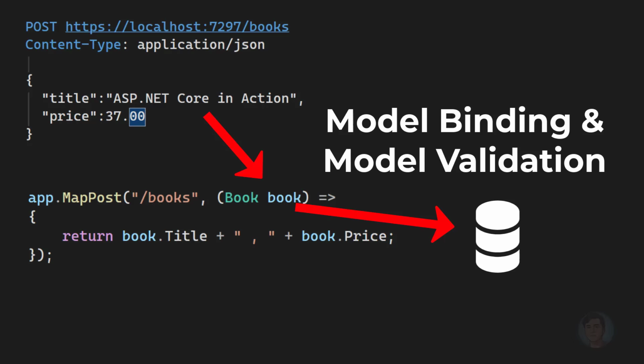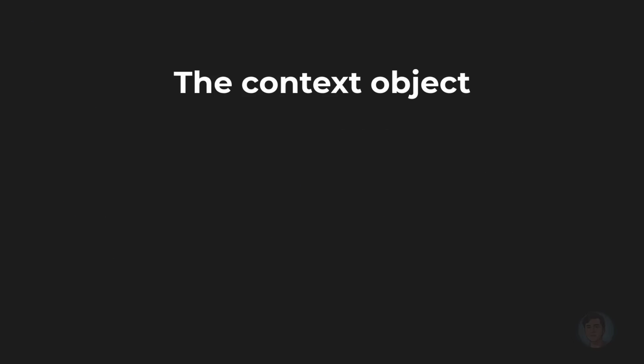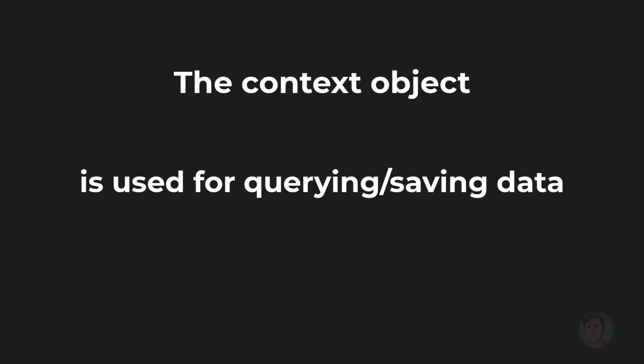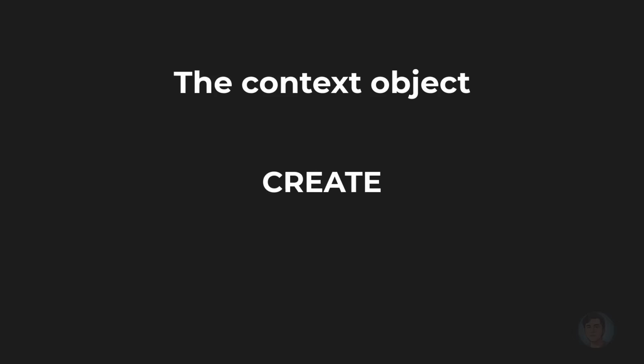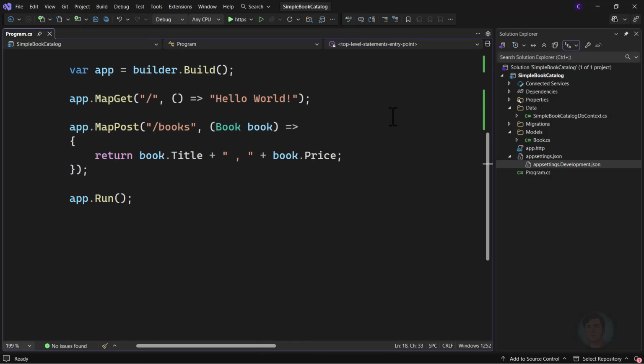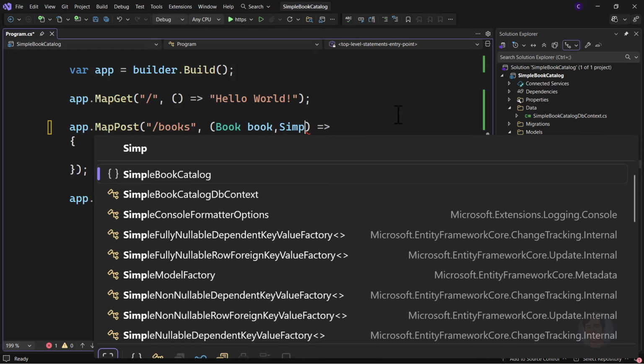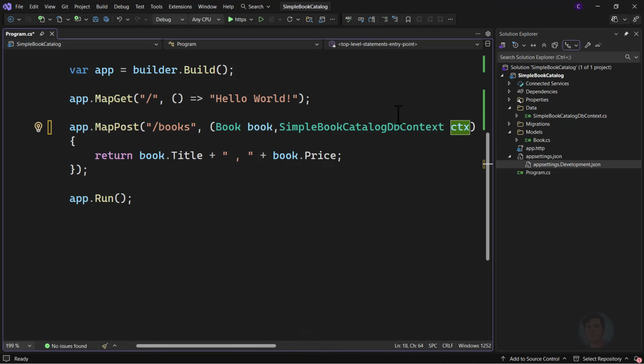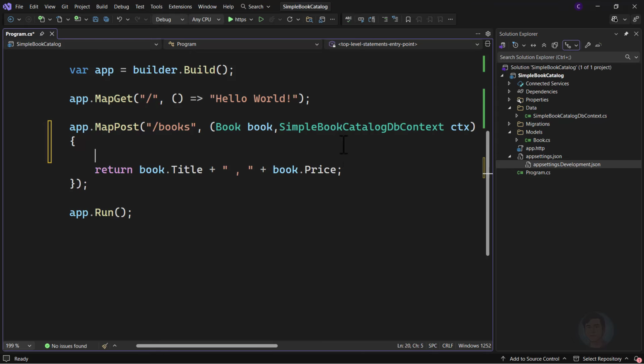So we can use an instance of the context class for that. The context object is used for querying and saving data. If we want to perform creating, reading, updating and deleting operations, or simply called CRUD operations, we use the context object. So let's pass a simple book catalog DB context as a parameter. An instance of this class will automatically be injected by the DI container because we registered the required services.